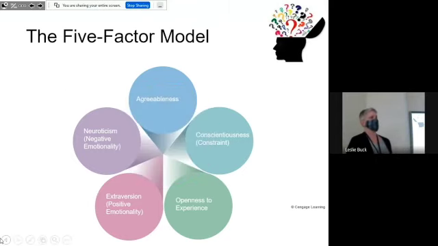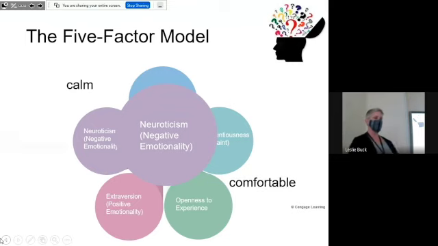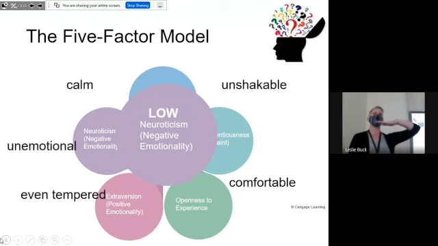Low levels don't equal happy. Low levels equal steady, calm, and not super emotionally reactive. They're very even-tempered. So if they're having a disagreement with someone, the other person may be saying, "Oh my gosh, this is my point." And this low neuroticism person would be like, "Yeah, but I don't agree with you. I just disagree."